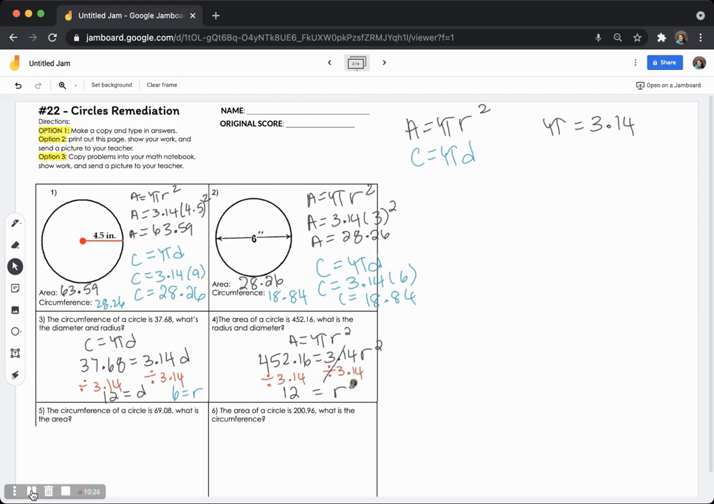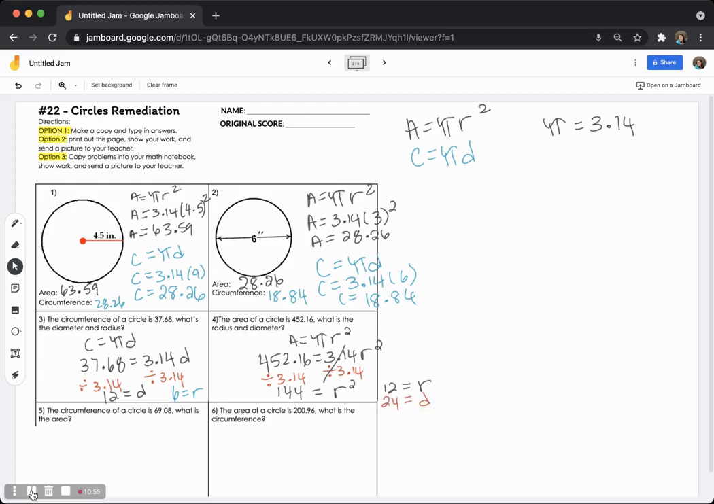So now you need to think what number squared, or actually, no, that was not 12. So that would give you 144. Sorry. And then you need to think what number squared would give you 144. And that number would be 12. So 12 times 12 gives us 144. So 12 is equal to the radius. If 12 is the radius and that's halfway, that means 24 is the diameter.